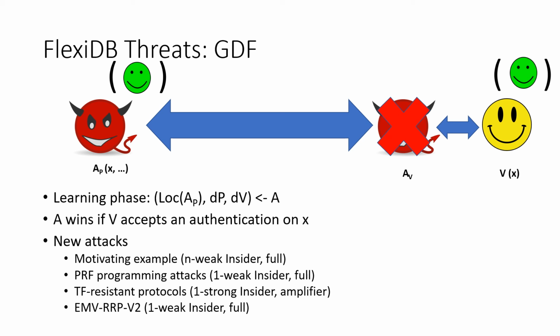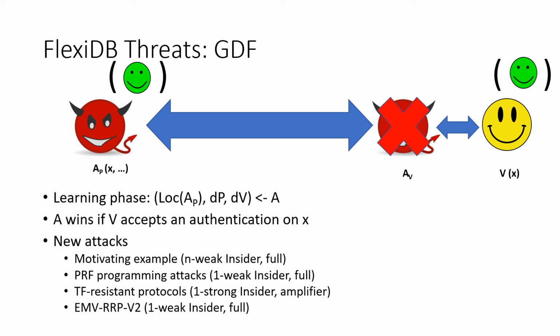One is the motivating example presented at the beginning of this talk, which is a N-weak insider full GMF. We also have an extension to the PRF programming attacks proposed by Ioana a few years ago, which is a one-weak insider full GMF, where we show that the ability to replace parts of the messages enables attacks on proven secure protocols. Then we have attacks on terrorist fraud resistant protocols, which are one strong insider amplifier attacks, and a new attack on the EMV RRP v2, which is a variant of a standard contactless payment protocol.